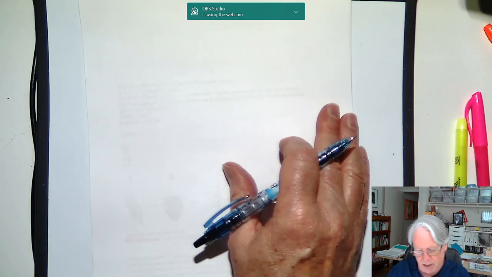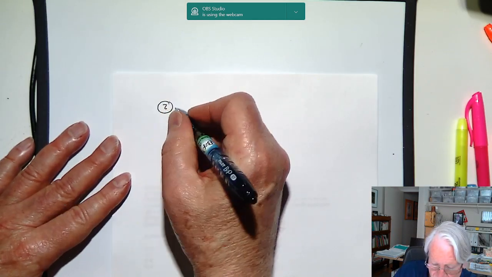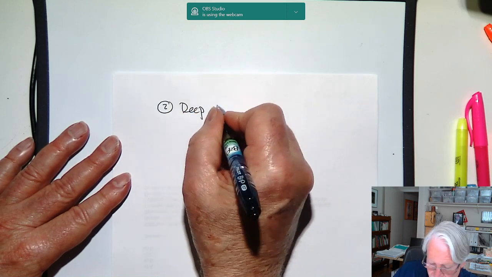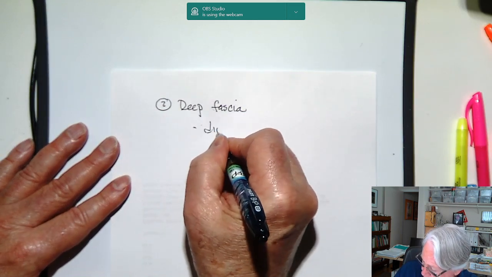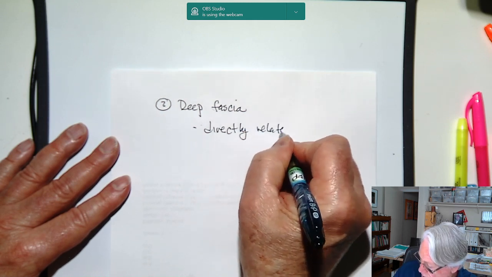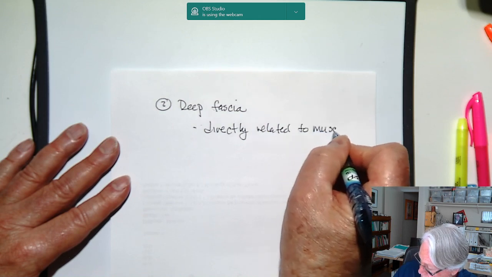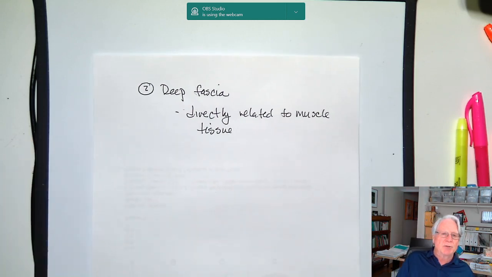The next layer is the deep fascia. So this would be number 2, the deep fascia. And this layer is directly related to muscle tissue. So let me just explain that statement, because we were talking about the superficial fascia in relationship to muscles, and all of a sudden I'm saying now this layer is directly related to muscle tissue. What am I trying to say here?